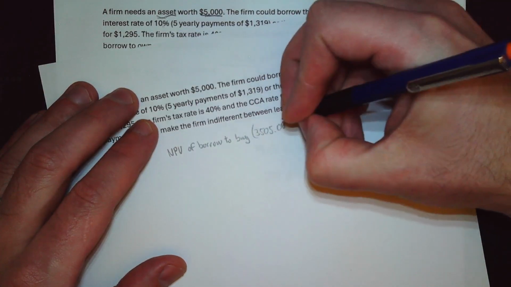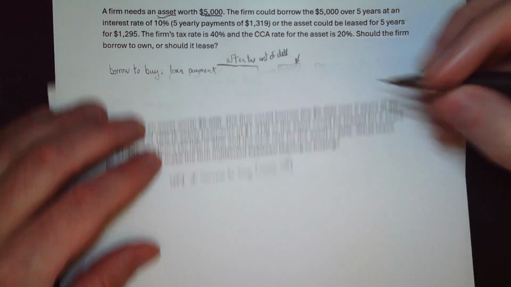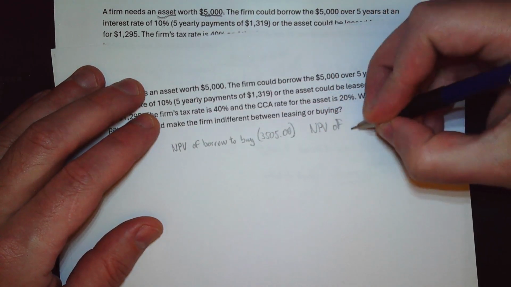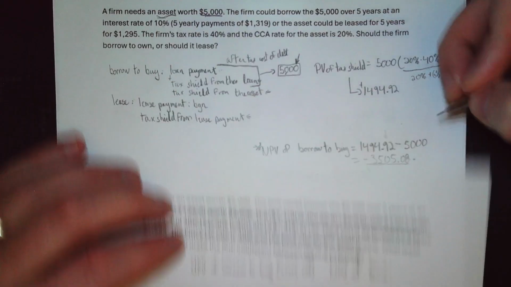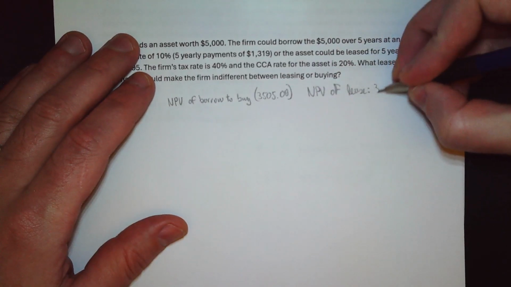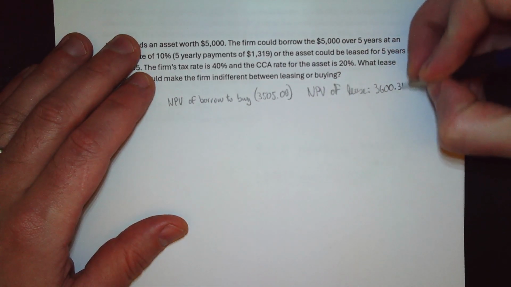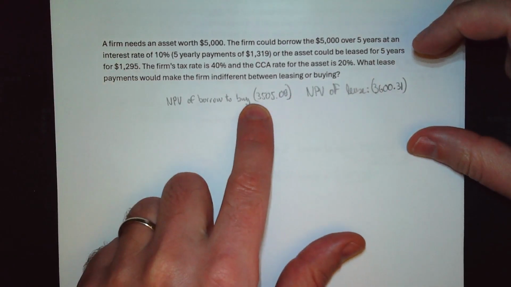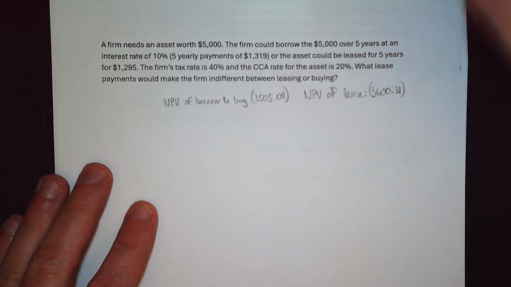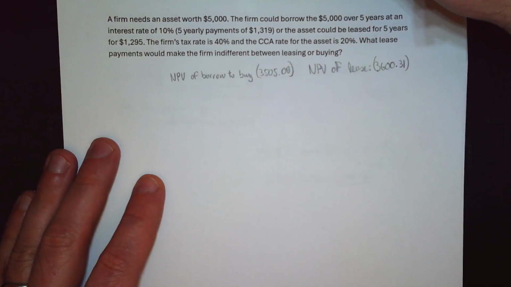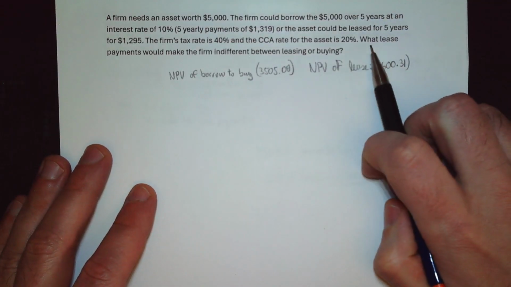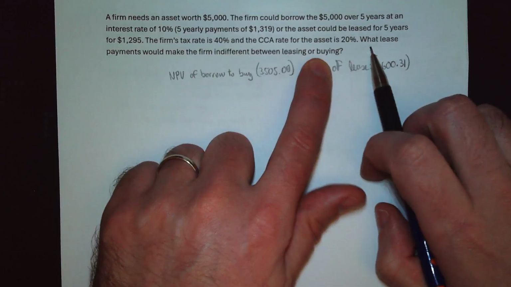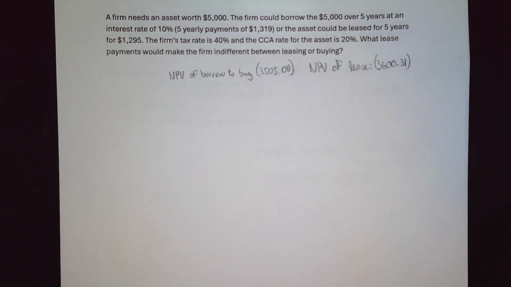negative 3,505.08. The NPV of the lease decision was negative 3,631, which made leasing worse than borrowing to buy. In this video, if you didn't notice, the question actually changed. Now the question is, what is the lease payment that would make the firm indifferent between leasing or buying? So that's basically looking for an indifference point.